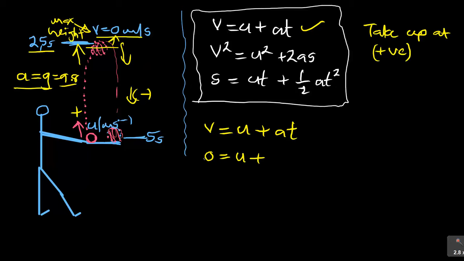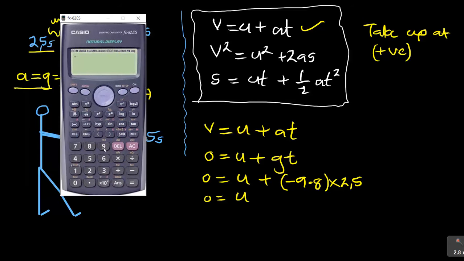So here we're going to say 0 is equal to U plus now G T, meaning G there is our acceleration. Okay, so 0 is equal to U plus, now we said acceleration, if up is positive, acceleration is acting downwards, which is negative 9.8 times, now t we say it is 2.5 because it's half of the journey in this case. All right, so if we continue, it will be 0 is equal to U, and if I can use a calculator there, which is negative 9.8 times 2.5, it gives me negative 24.5.